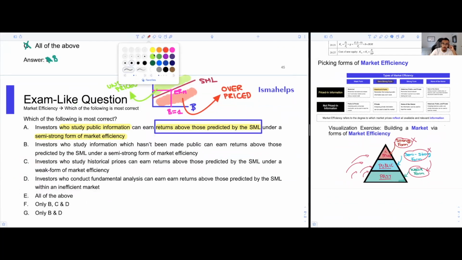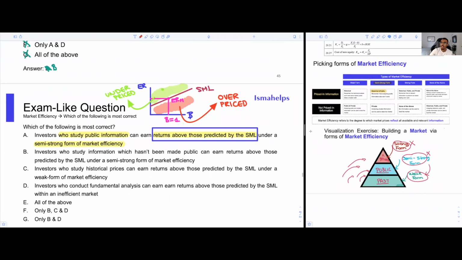So with that, this is really cool because now we know that if returns are above those predicted by the SML, this means that we're making abnormal returns. So we're making abnormal returns by studying publicly available information. However, it means essentially that if we were under a semi-strong form, we wouldn't be following the rules. Because if we were under a semi-strong form, we wouldn't be able to use public information to beat the market. The only place where we could use public information to beat the market is under a weak form or an inefficient market. So for that reason, saying that investors can study public information to earn abnormal returns under a semi-strong form would be wrong. It would be capped, as the young kids like to say nowadays. So A is wrong.